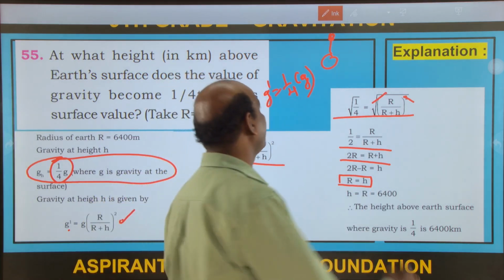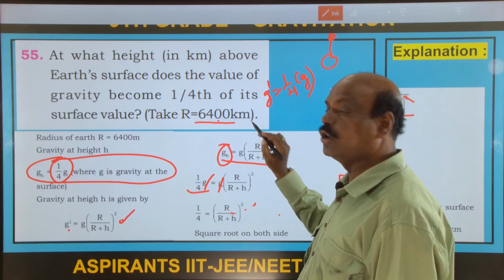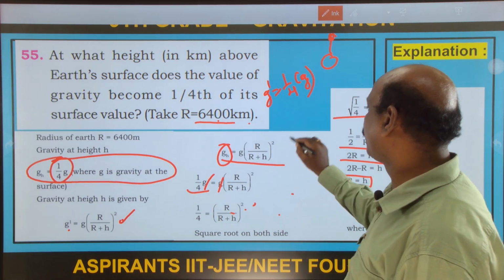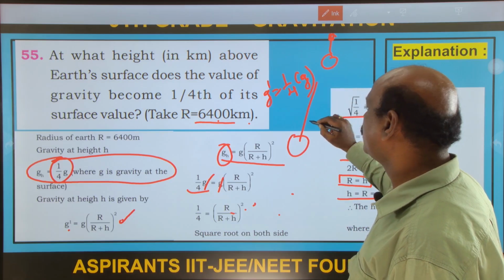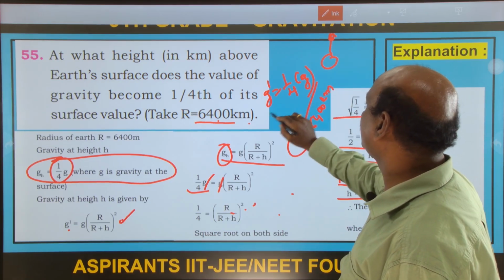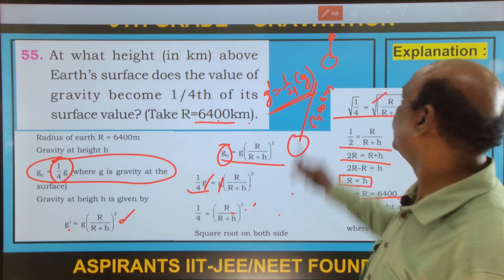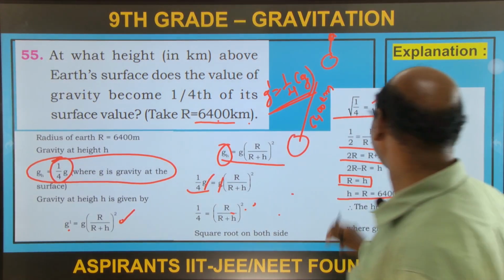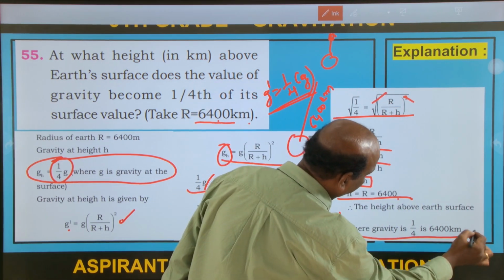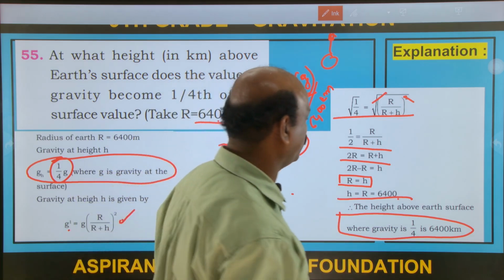So at what height? From the earth's surface, if you move again 6,400 kilometers, the G value will become 1/4. So from the earth, you should move 6,400 kilometers, then the G value will become 1 by 4th of gravity. So that's why you can see here, the gravity will become 1 by 4 at the height of 6,400 kilometers.